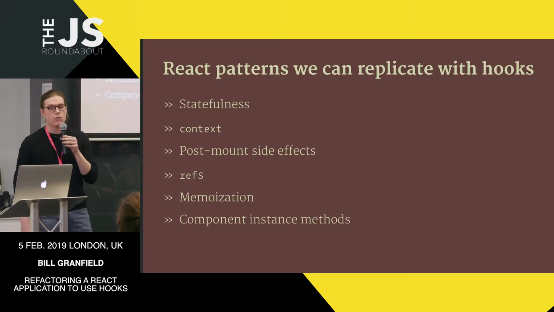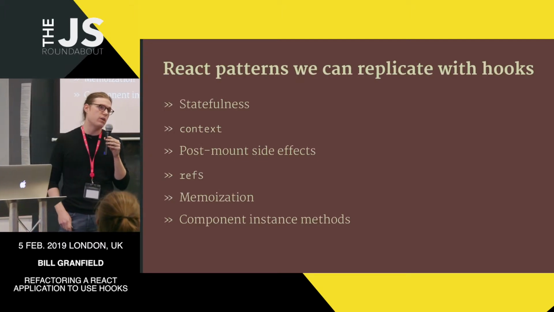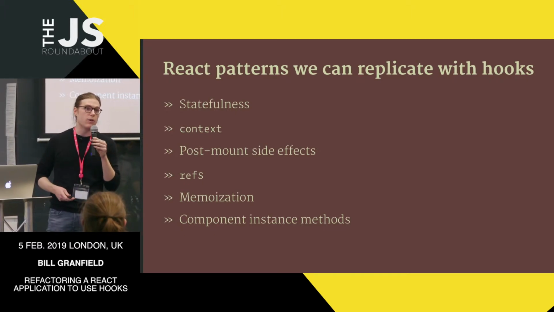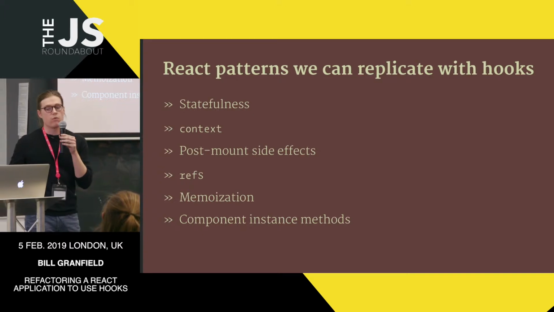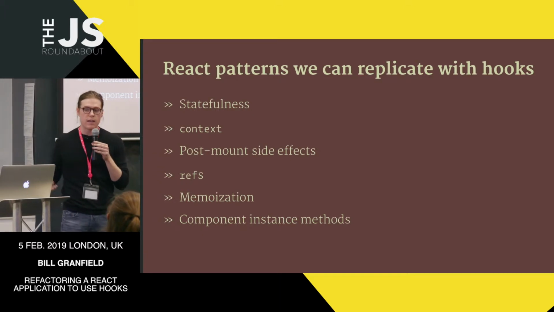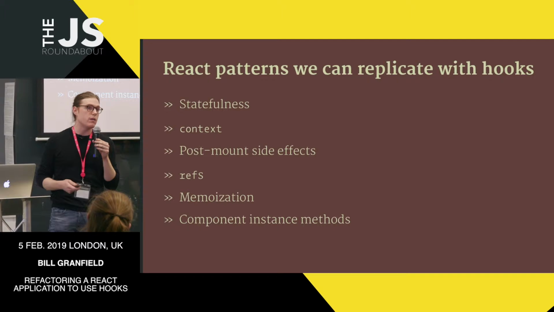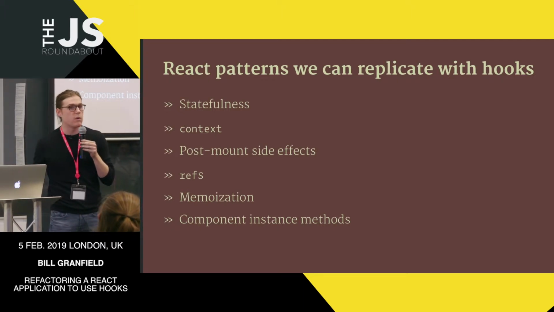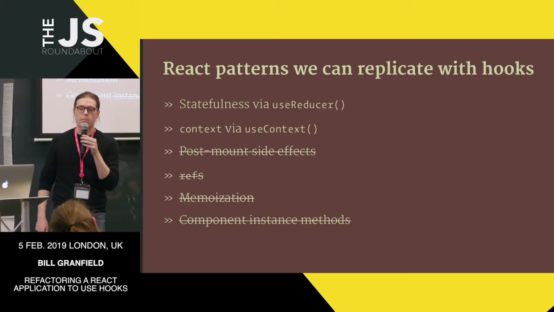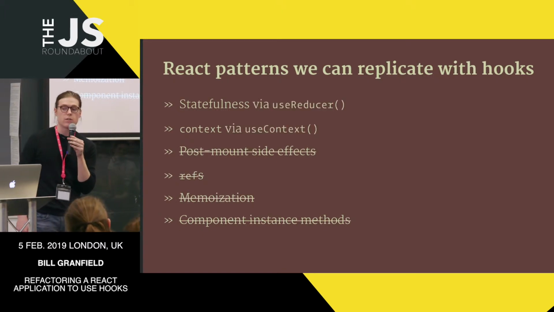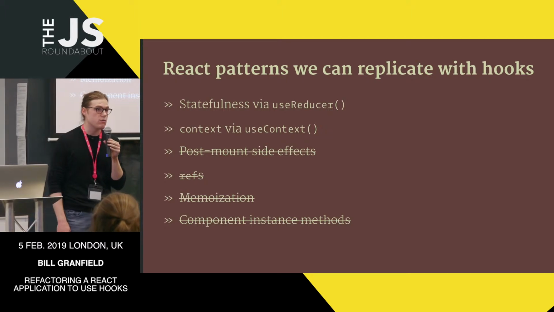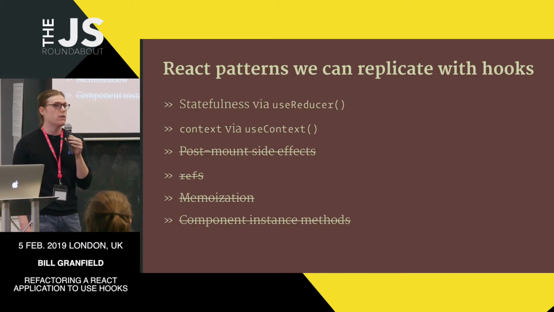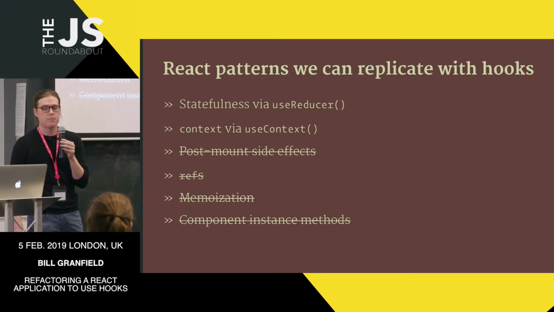There's a bunch of patterns that we can replicate with hooks. The React developers had a lot of best practices and common patterns in mind when they created the Hooks API. So we saw from Ramon that we can implement component statefulness using hooks. We can implement some context features using hooks. We can do a bunch of side effects, memoization. But in this talk, we're basically going to be looking at only two hooks, the useReducer hook, which we're going to use to introduce component statefulness. And we're also going to use the useContext hook to use context in our component.